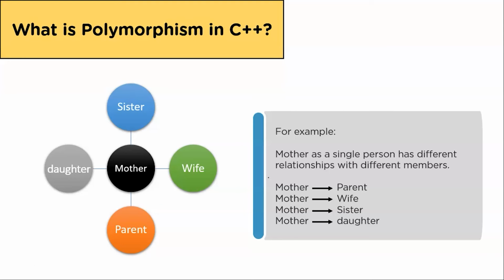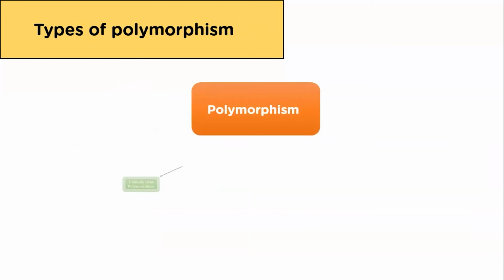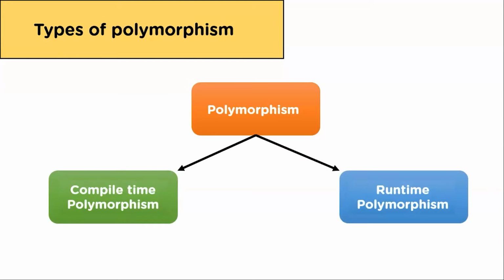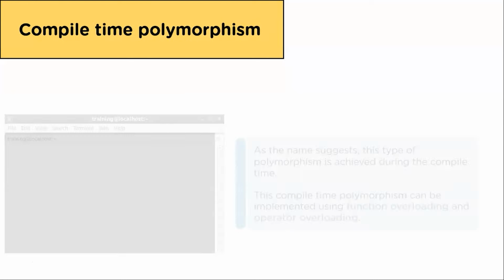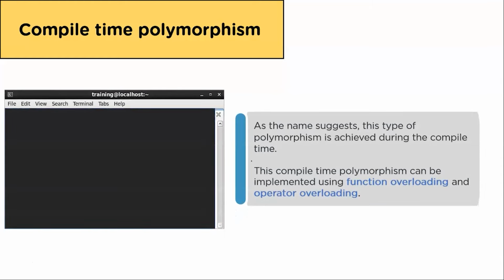Now let's understand the types of polymorphism. There are two types of polymorphism in C++, that is compile time polymorphism and runtime polymorphism. So let's start with compile time polymorphism. As the name suggests, this type of polymorphism occurs during the compile time and it is achieved by overloading the function or overloading the operator, that is by function overloading or operator overloading.